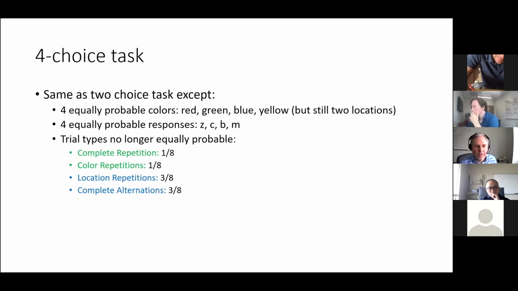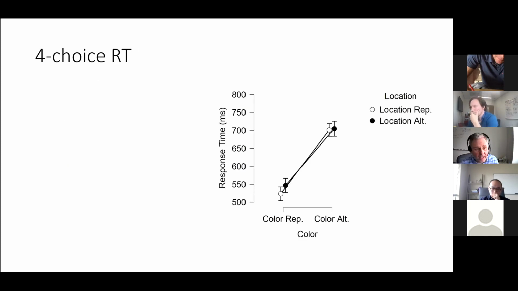So what happens? We did a 4-choice task. It was very simple. There's 4 colors. It slightly changes the proportion of probabilities, but most of our data are on the repetition side, where the binding and signaling accounts are making different predictions. So in a way, that's advantageous. What happens? Here are the data. I should remind you that the scale has changed.